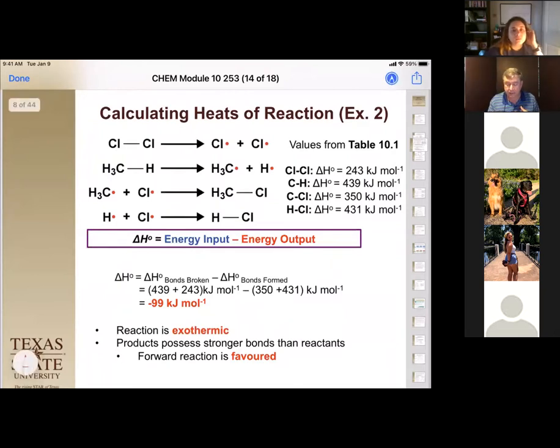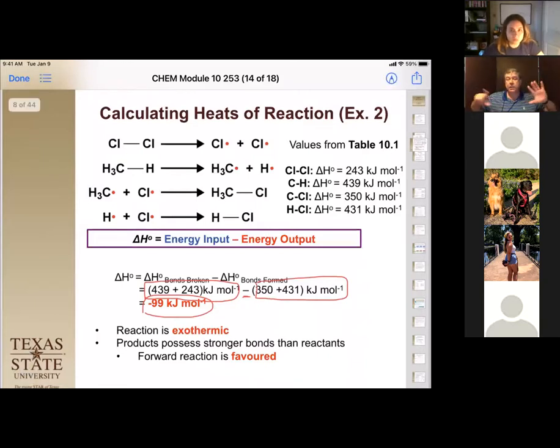So by adding those together, we have the bonds broken, all positive. The bonds formed, and we have them all negative, which means we had a net release of 99 kilojoules per mole. So it's an exothermic reaction, and the forward reaction is favored. Okay, so again, it's only the bond breaking and bond making we care about. It can do 100 other things in the middle, but it doesn't matter.